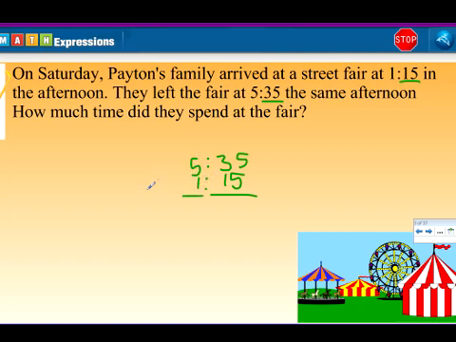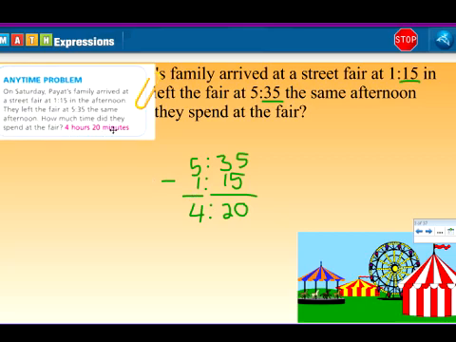Now, what am I going to be using? Adding, subtracting, multiplying? I'm going to be using subtraction. So I took when they left minus the time when they arrived. 5 minus 5 is 0. 3 minus 1 is 2. That's 20 minutes. Now we need to find out how many hours. 5 minus 1 is 4. So how much time did they spend at the fair? 4 hours and 20 minutes. Yep, 4 hours and 20 minutes.